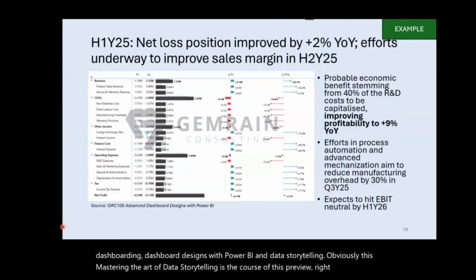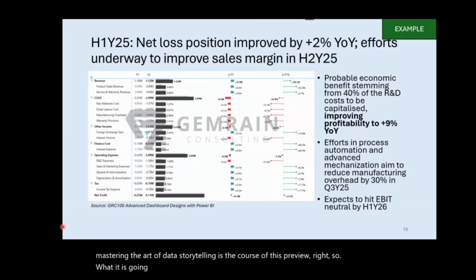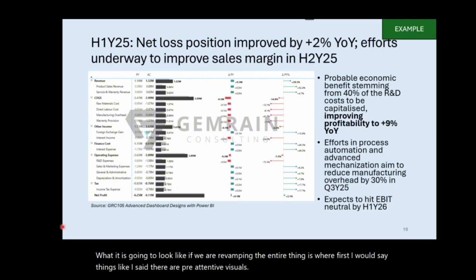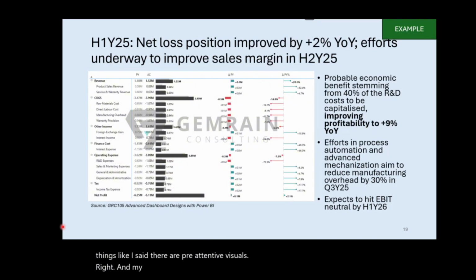So what it is going to look like if we are revamping the entire thing is where first I would say things like I said, there are pre-attentive visuals, right? And my anchor statement is clear. For the first half of this year, net loss position improved by 2% year on year. Efforts underway to improve sales margin in the second half of the year. That is my anchor statement, and that's all.